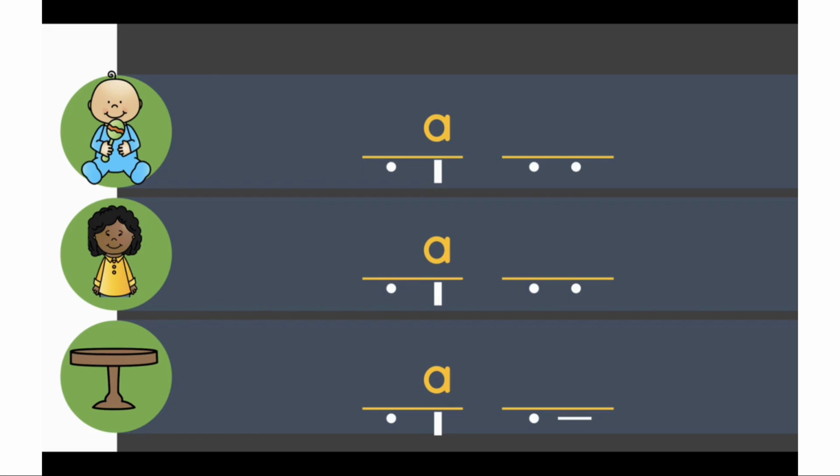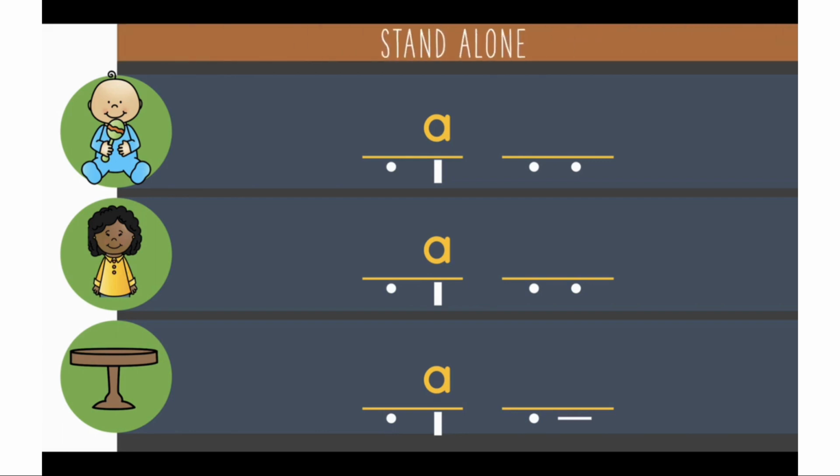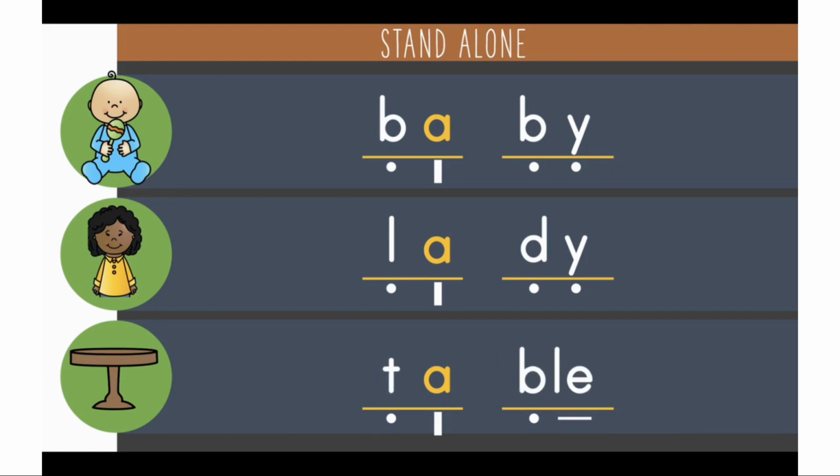Boys and girls, this happens for all the long vowels. When we hear a long vowel at the end of a clap, we know that it stands on its own. And this will help us to write these words. Now that is pretty easy. Can we complete the words? Baby, lady, table. Wow, that is super duper easy.